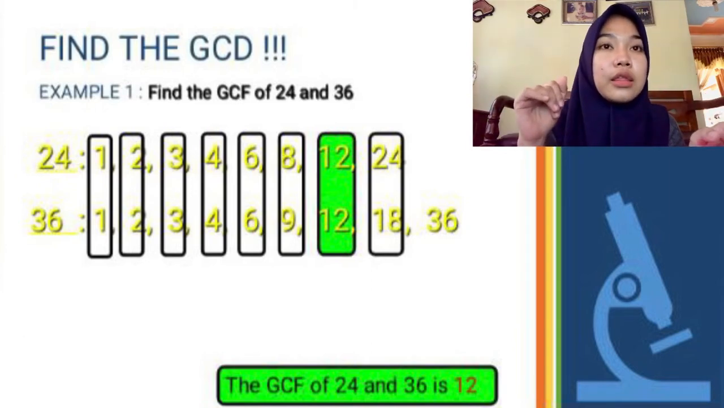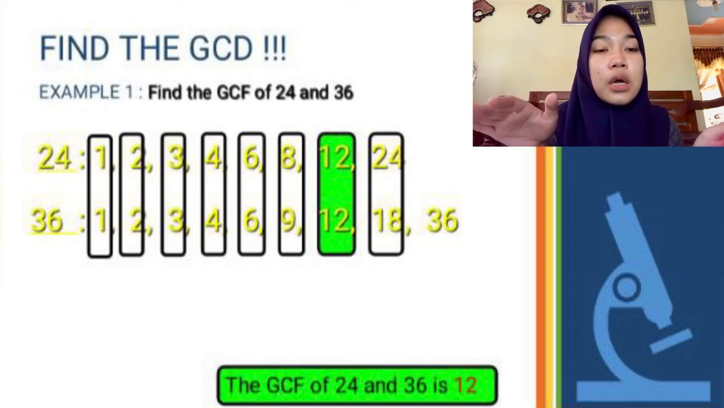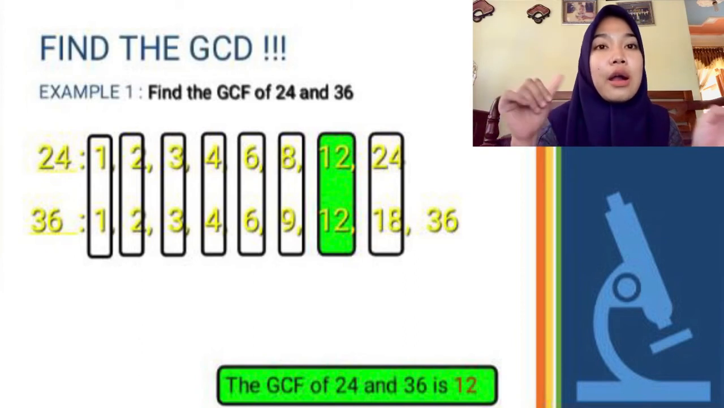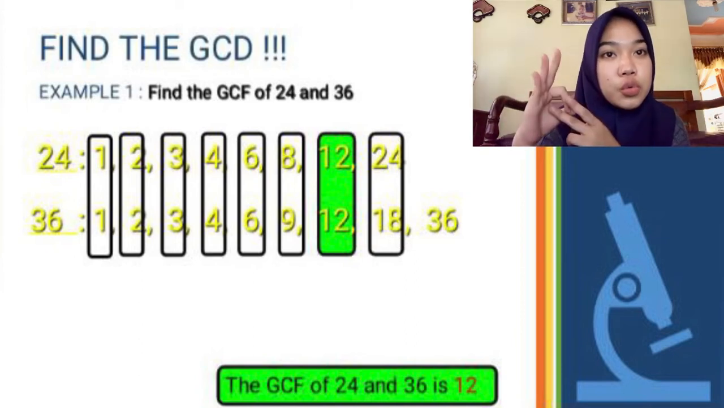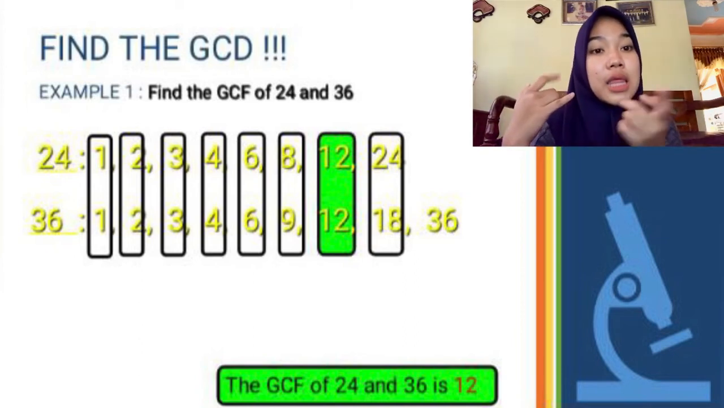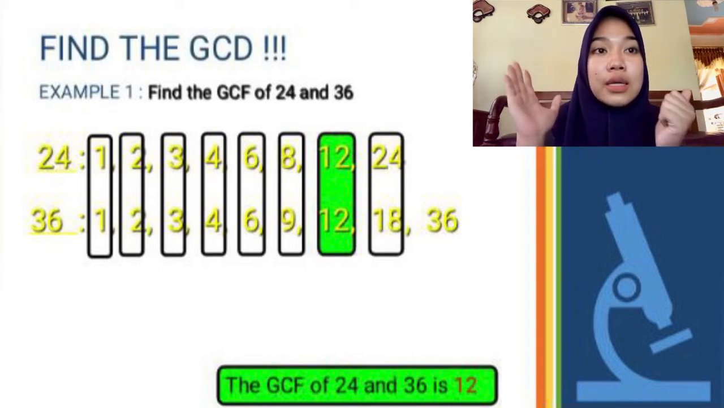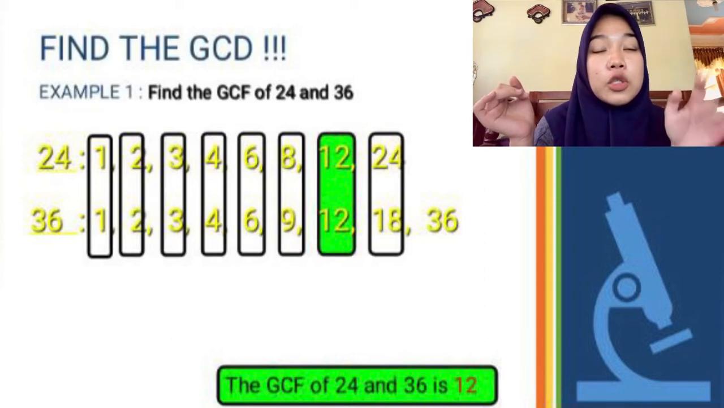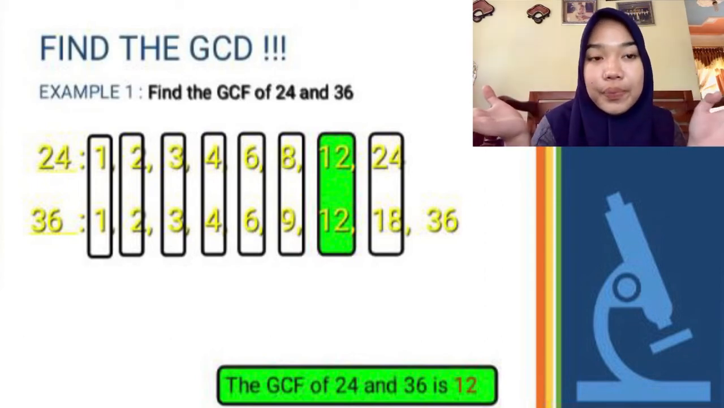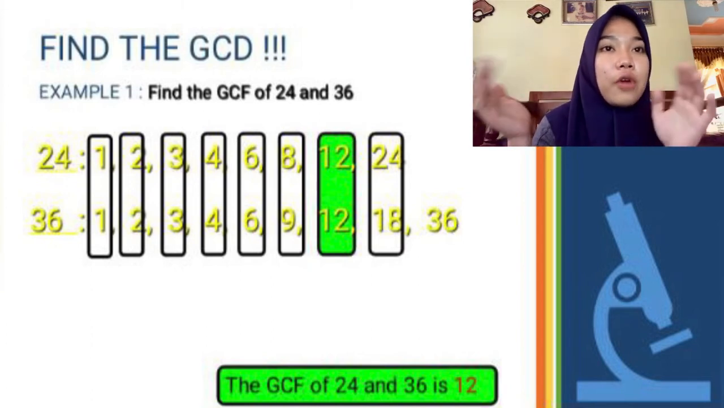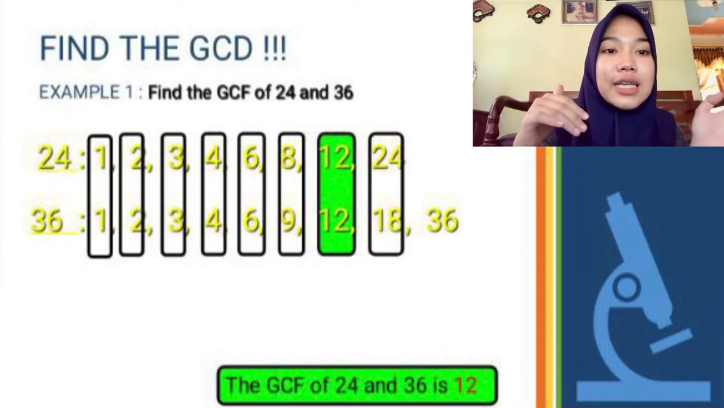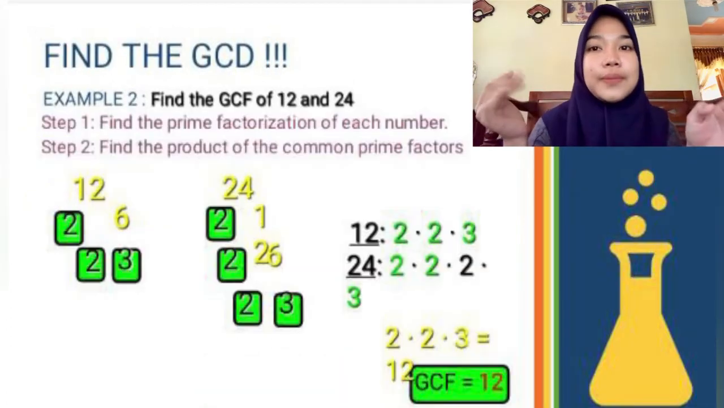So the common factors of both 24 and 36 are 1, 2, 3, 4, and 6. But the greatest of 24 and 36 is 12. So the greatest common factor or the greatest common divisor of 24 and 36 is 12.